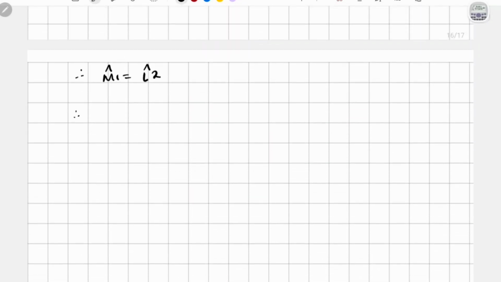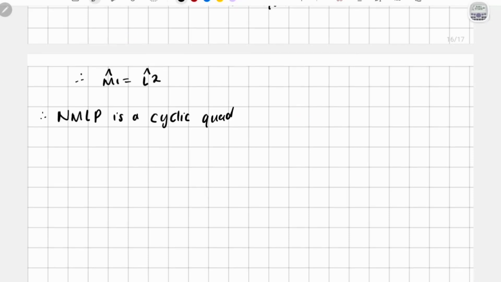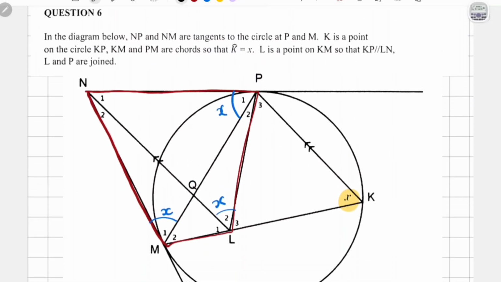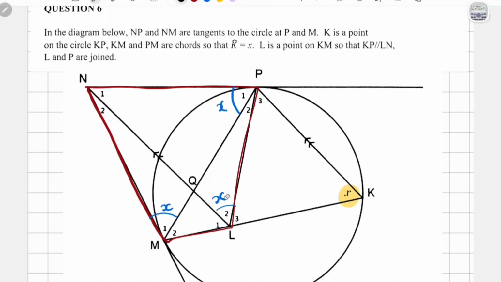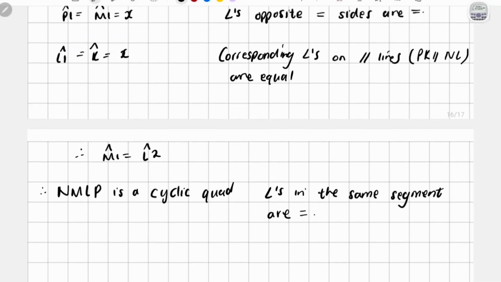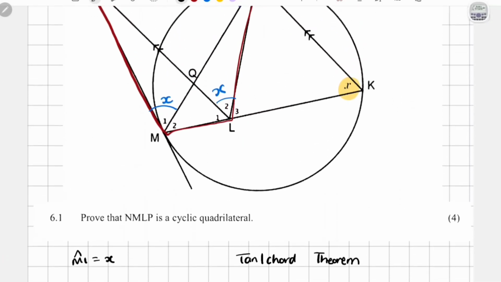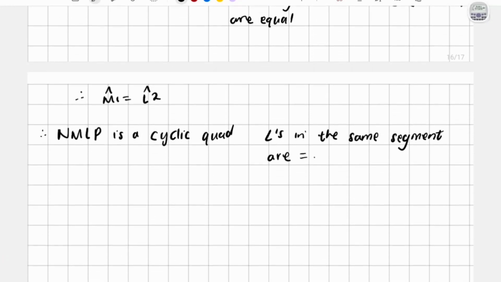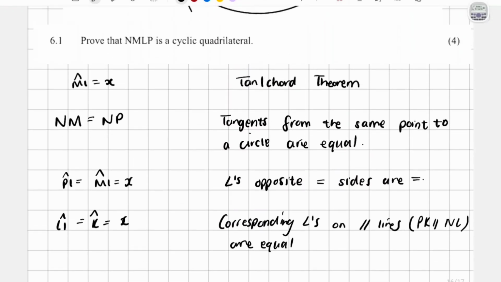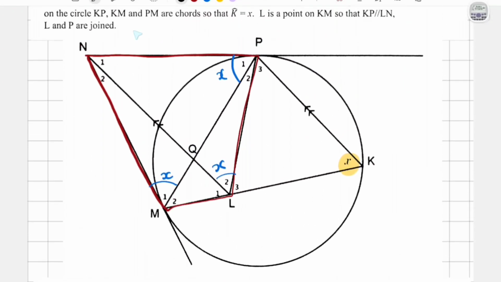And then of course, I'll give that theorem's reason. The reason is because angles in the same segment are equal. You can also say angles at the circumference supported by the same chords are equal. Okay, so there we have proven that that shape is a cyclic quadrilateral, and that is for 4 marks. Okay, moving on to the next question.